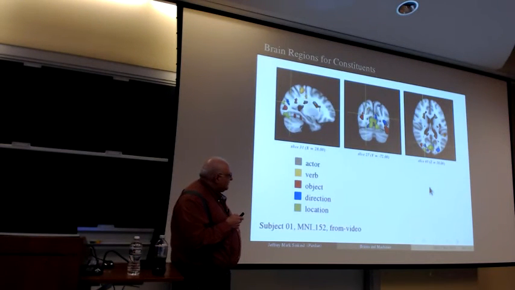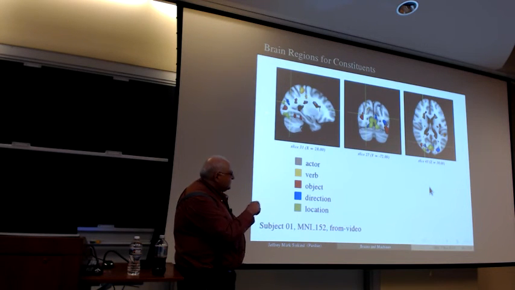We can test this. We can, again, back project the models to the brain, and we get largely disjoint regions. Location is represented early on in the visual cortex. Direction is represented further downstream in the visual cortex. Object is represented in inferotemporal cortex. Verb is represented here in the premotor cortex.